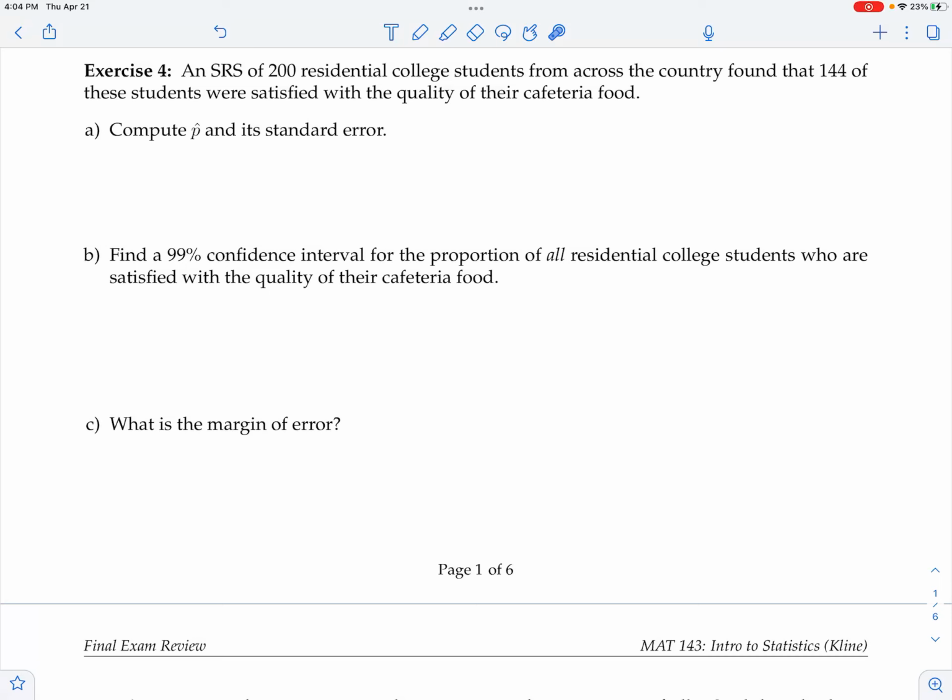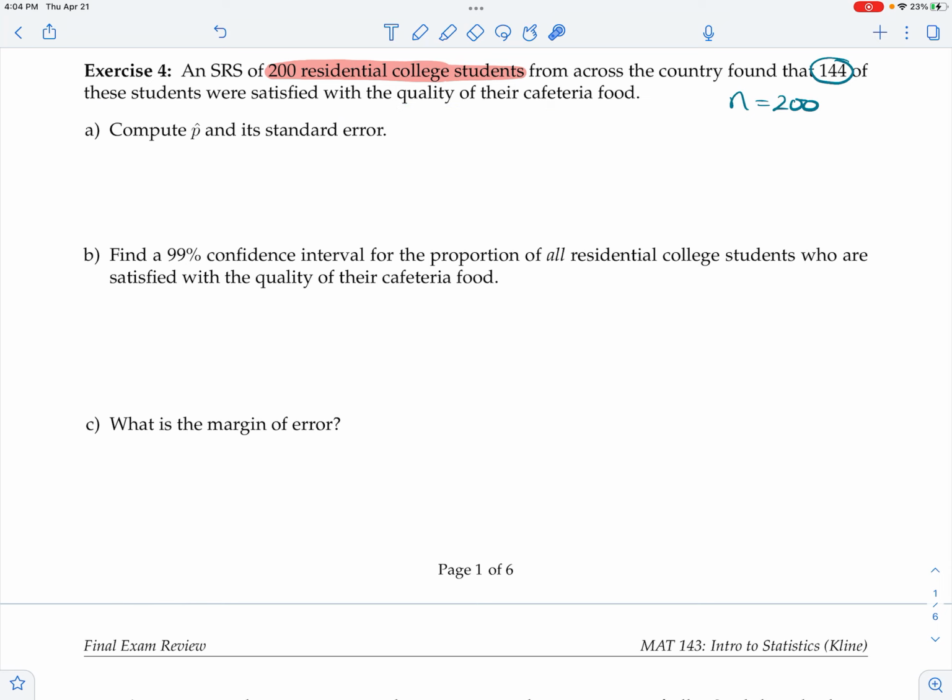All right, example 4, exercise 4. We've got a simple random sample of 200 residential students, so I'm immediately picking out what my n is. My n is going to be 200. We found that 144 of these students were satisfied with the quality of their cafeteria food. Just from the setup alone, even if you didn't look at anything else below the wording, you can tell that this is a proportions problem.